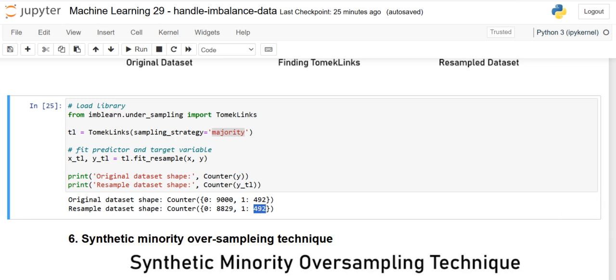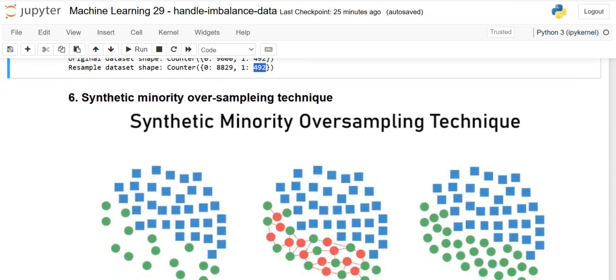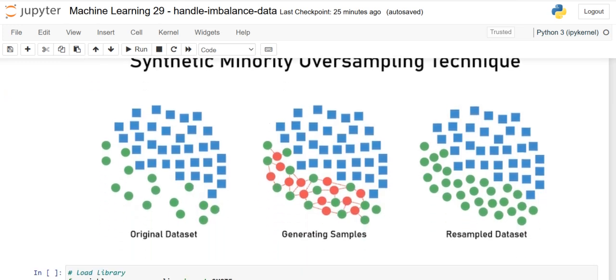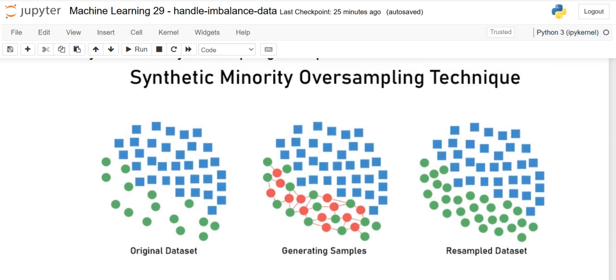And the next technique which we are using here is the synthetic minority oversampling technique. This technique generates synthetic data of the minority. Kindly observe here, this blue color is the majority and green is the minority, and here we get the synthetic data of this minority that is generated, and once we resample we get a somewhat equalized dataset.